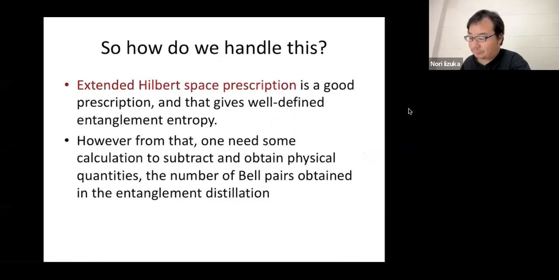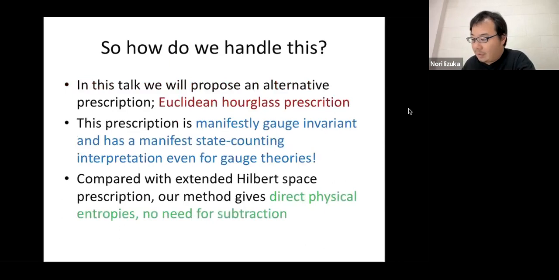Yeah, it's good. So, to sum up, the extended Hilbert space prescription is a good prescription, and that gives a well-defined entanglement entropy. Here, what I mean is a genuine contribution associated to the Bell pair. However, from that, one needs some calculation to subtract and obtain the physical quantity, the number of Bell pairs obtained in the entanglement distillation. In the simple example which I showed, it's rather easy. But for a very complicated quantity, how do you calculate this contribution? This contribution is quite non-trivial generically. So that's the motivation.